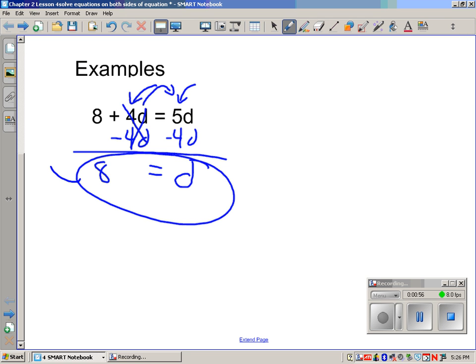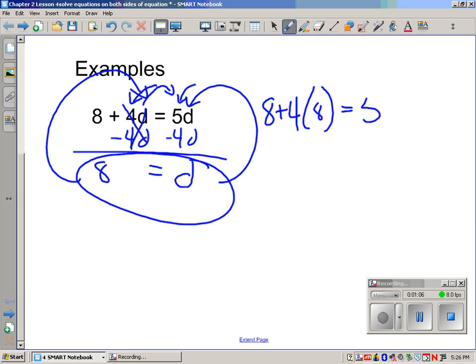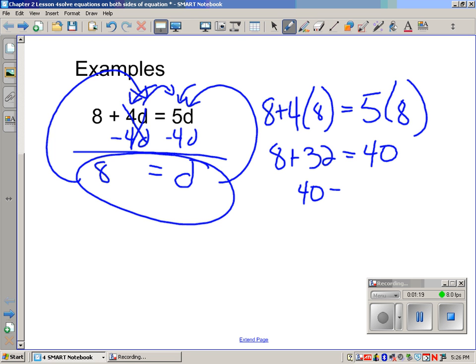Then we want to double check our answer. You're going to plug the 8 back into both d's. And you see you have 8 plus 4 times 8 equals 5 times 8. With our 8 in there, 8 plus 4 times 8 is 32, equals 5 times 8 is 40. And you have the 8 plus 32, which gets you 40. 40 equals 40, which means our d equals 8 is correct.